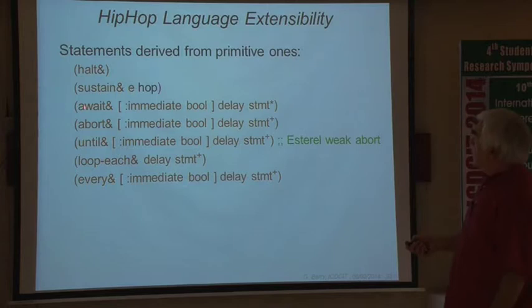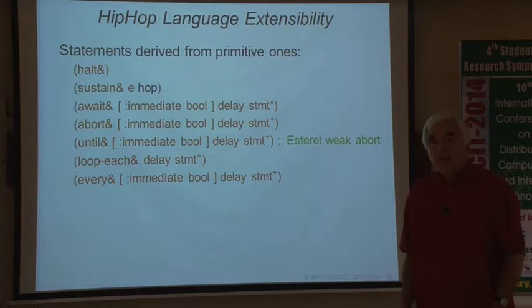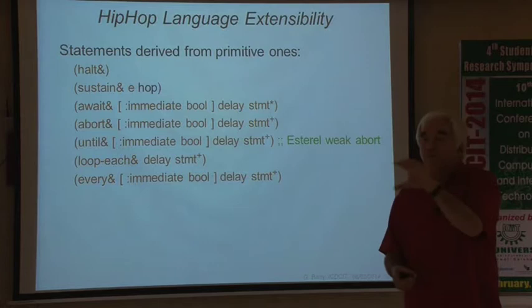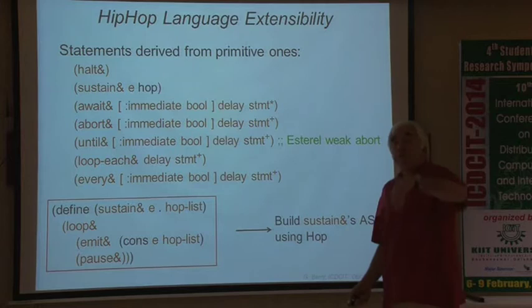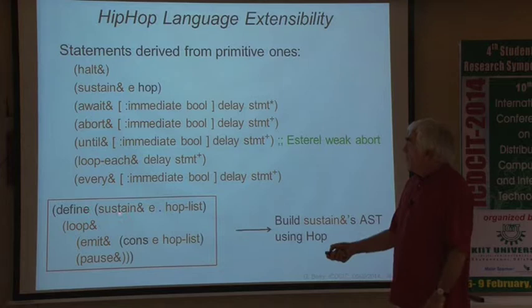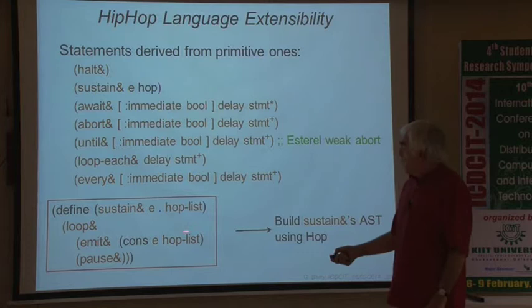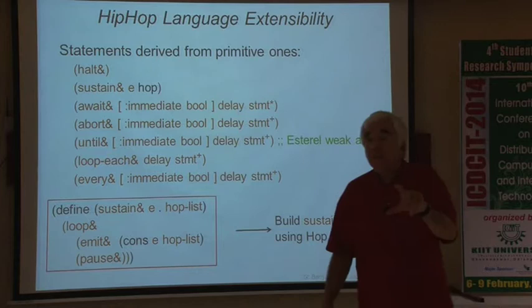In Esterel, it was done. For example, wait for some event can be defined as a primitive. In Esterel, we say this is a sort of primitive derivation, and here is the meaning. We don't need to do that in HipHop because we have HOP, we can program it. For example, sustain an event is basically keep emitting this event. Every cycle, you emit this event, and you don't need to add the statement by hand. You can program it. You say it's a loop of an emit and a pause. So all the derived statements that were sort of built into the Esterel compiler can be programmed now.